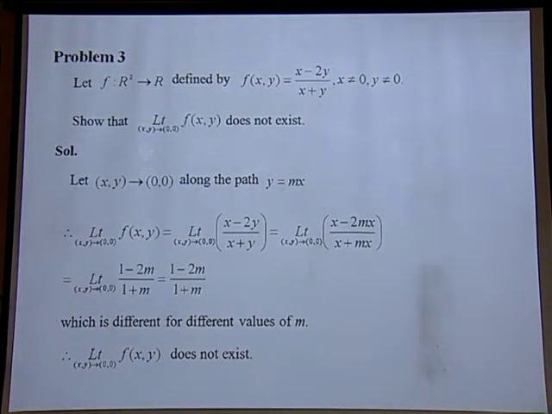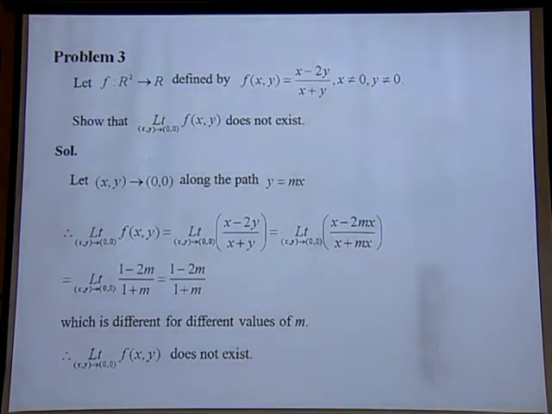Now, we assume that y is equal to mx, then substituting y is equal to mx in this function, we get limit of (x minus 2mx) over (x plus mx) as (x, y) tends to (0, 0). Now, on the numerator and denominator x is common and cancelled, then this is equal to limit of (1 minus 2m) over (1 plus m) as (x, y) tends to (0, 0). There is no x and there is no y, and this is equal to the constant value (1 minus 2m) over (1 plus m).